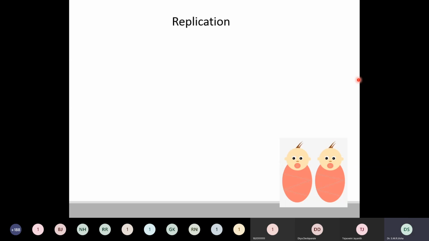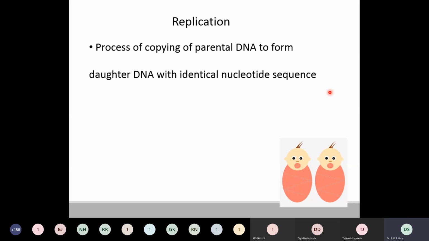Now coming to replication. What is replication? First you have to know the definition of replication. This is the process of copying of parental DNA to form daughter DNA which have exact identical nucleotide sequences. It is like twins. Identical nucleotide sequences.